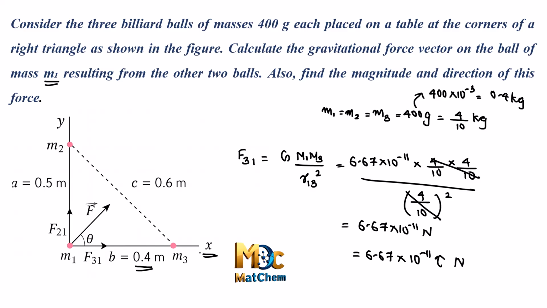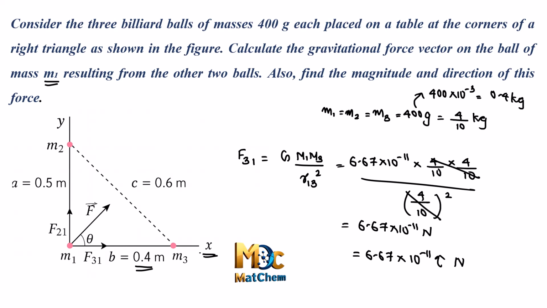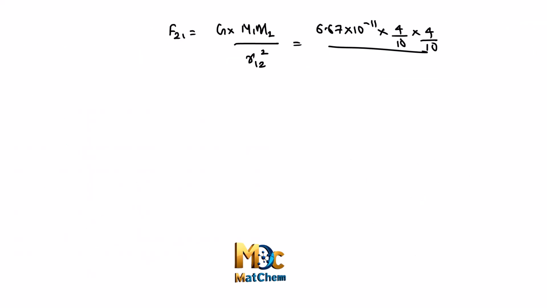In the same way, between the masses m1 and m2, the force of attraction is F21. So what we can write? F21 is equal to G into m1 m2 divided by R12 square. What is the value of G? 6.67 into 10 raised to minus 11 into m1 which is 4 by 10, m2 is also 4 by 10, divided by the distance between them, that is 0.5 meter. This can be written as 5 by 10 the whole square. So we can very clearly cancel these two 10s, because it will become reciprocal.